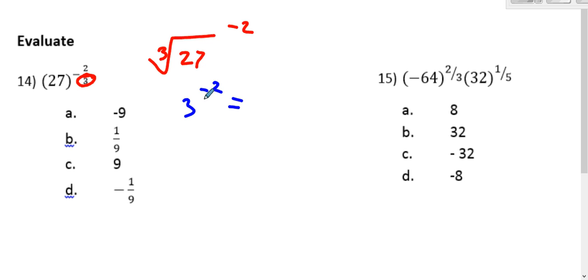3 squared is 9, so that's 9 to the negative exponent. A negative exponent, all it does is make 1 over. So it's B.